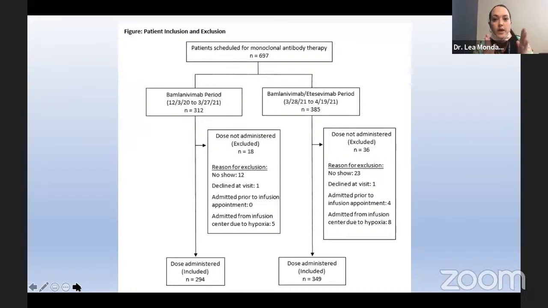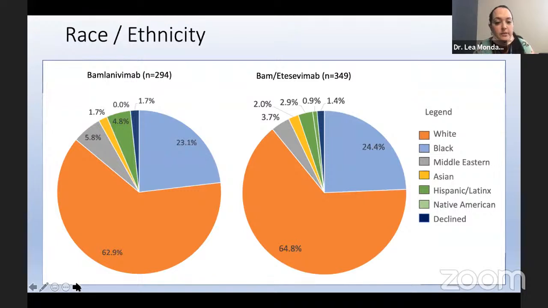So even that small wait of a day or two between getting tested and being referred and getting to the infusion center, when they arrived, they were already hypoxic. So at that point, that's not a patient that can get monoclonal. That's a patient that has to go into the hospital. So we had 5 of those patients in the BAM group and 8 in the combo group. And there were an additional 4 patients in the combo group that had been admitted to the hospital due to worsening symptoms prior to receiving the infusion. So overall, we had about 294 and 349 that had gotten each combination.